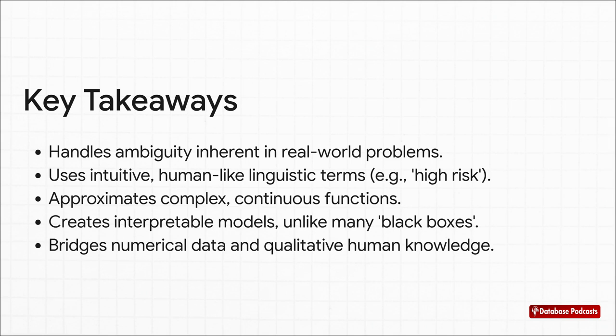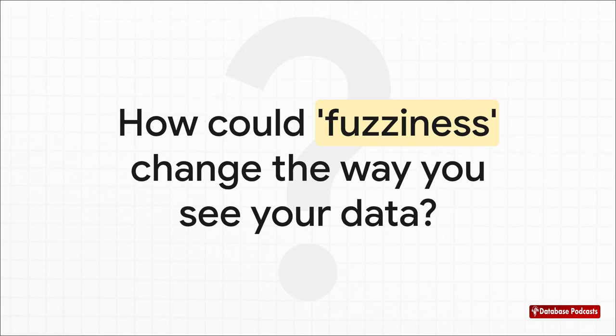It lets us build models using words that actually make sense to us, like high risk or low temperature. This makes the models so much easier to understand compared to a lot of those black box machine learning methods. So it's not just about getting an answer, it's about understanding why you got that answer. It's really the perfect bridge between raw numerical data and our own human knowledge. So the next time you run into a concept that just doesn't fit neatly into a true or false box, remember that dimmer switch. Maybe give fuzzy logic a thought.